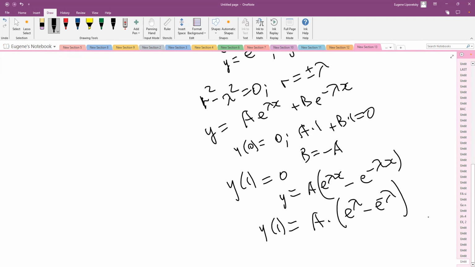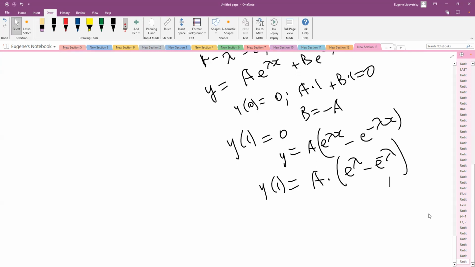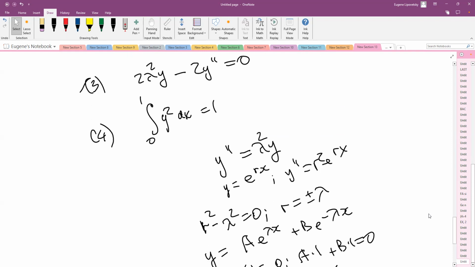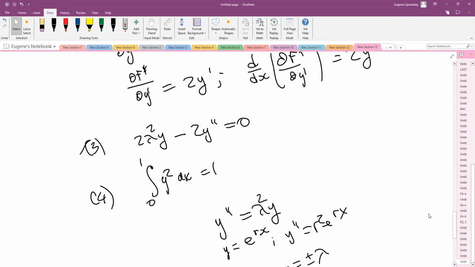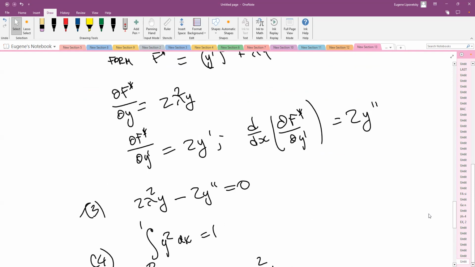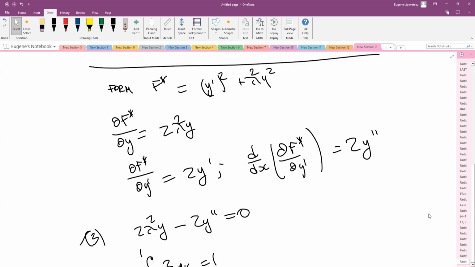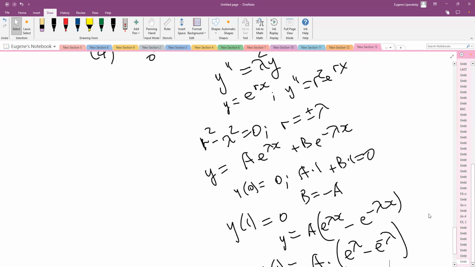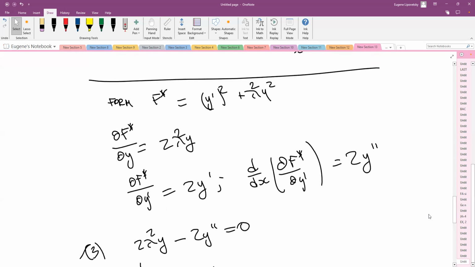Yeah, somehow that doesn't fit the bill. Something is missing here, right? Okay. I think I know what's missing. Lambda could be a function, right? That's the whole thing. Lambda is a function of x. Yeah, I forgot to bring this up, right? Okay.